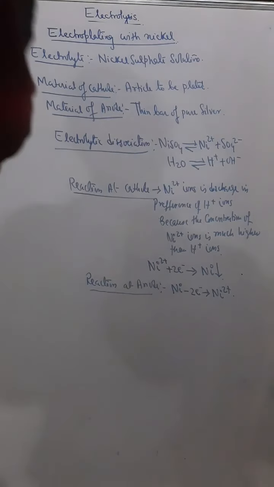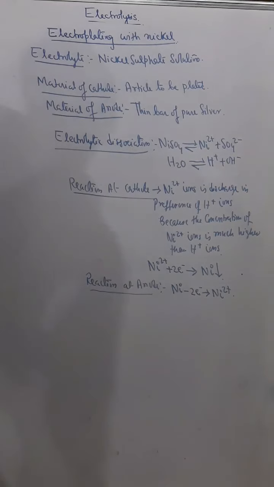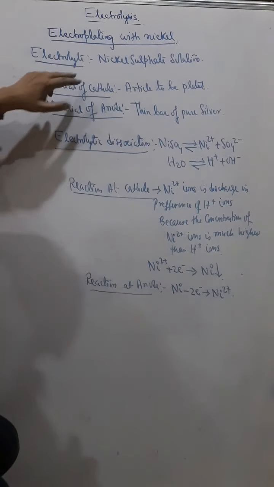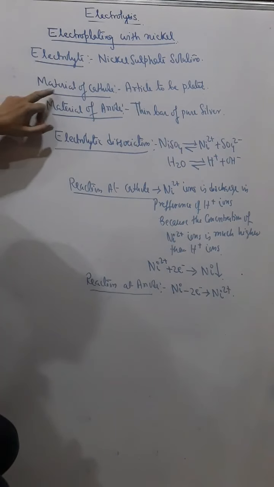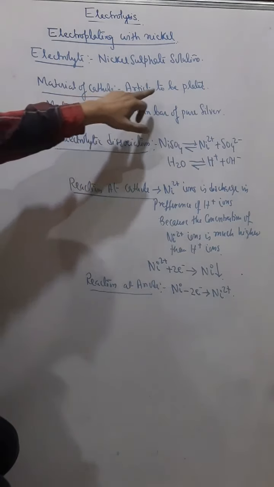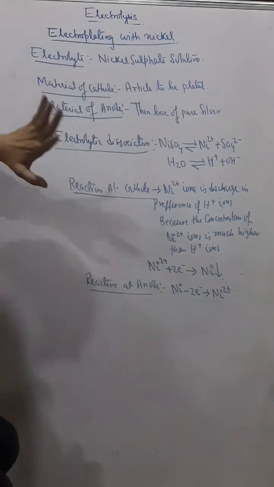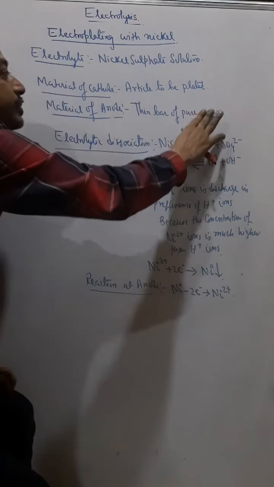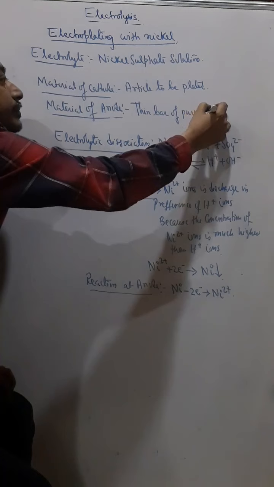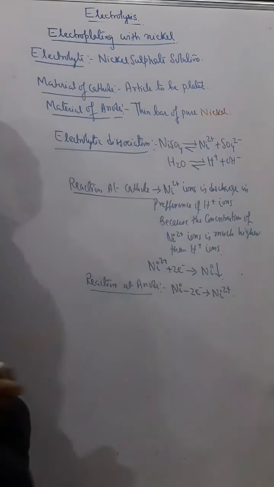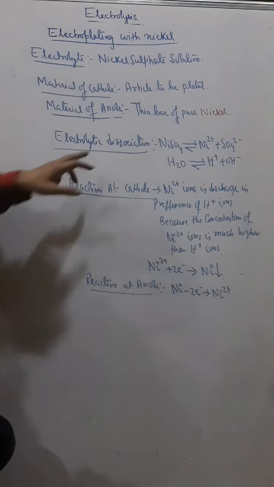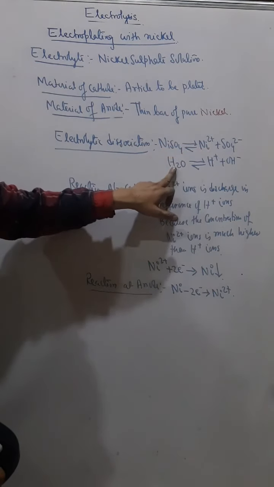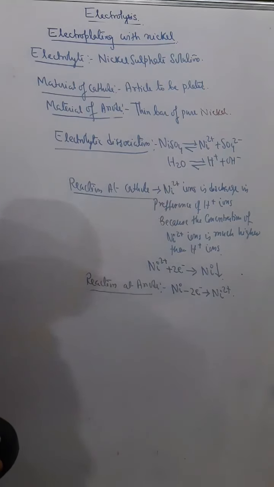Okay, now we'll do electroplating with nickel first. For the electrolyte, we use nickel sulfate solution, an aqueous solution. The cathode is the article to be plated. The material of the anode should be a thin bar of pure nickel. In electrolytic dissociation, nickel sulfate dissociates into nickel ions and sulfate ions, and water dissociates into H+ and OH-.